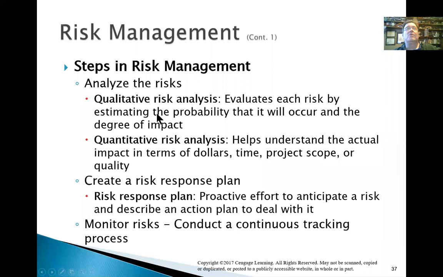All right, so a couple things. First of all, there are two types of risks. One type of risk is, what is the likelihood? Let's start with quantitative. What's the likelihood it'll actually occur? And then this one is, if it occurs, what is the actual impact? So qualitative is how likely that risk is going to be, and quantitative is what actually happens if that risk shows up. And from there, you can start developing a risk response plan.